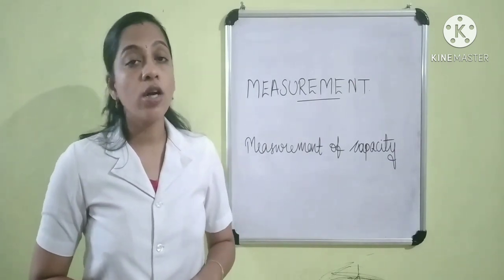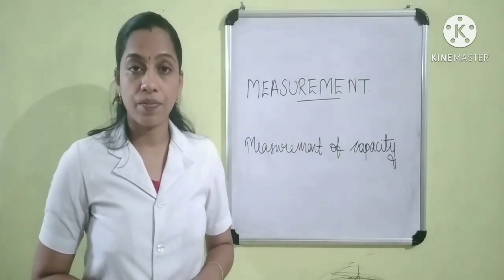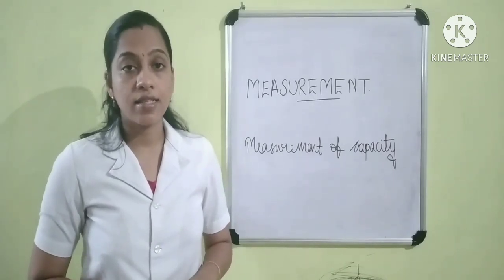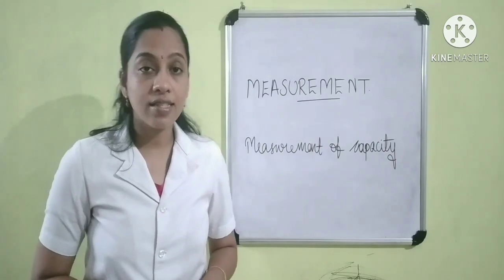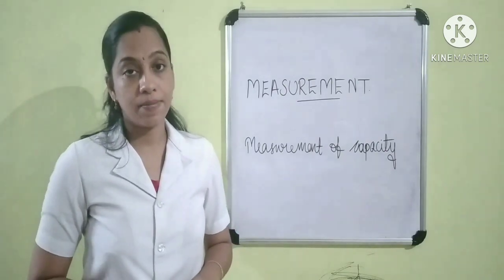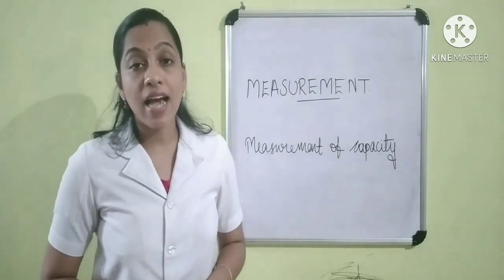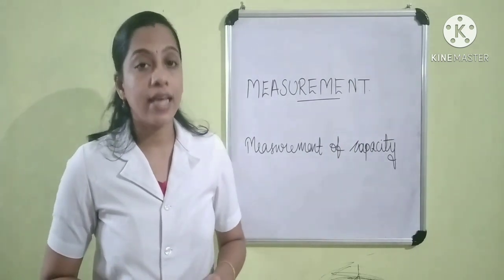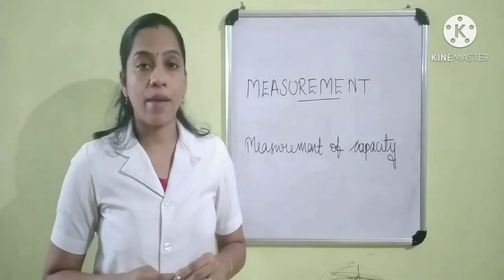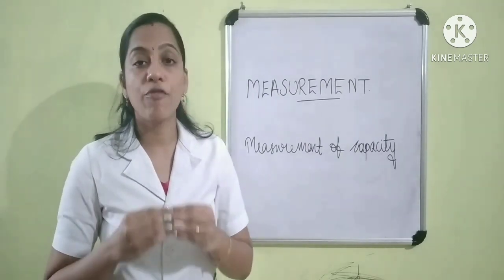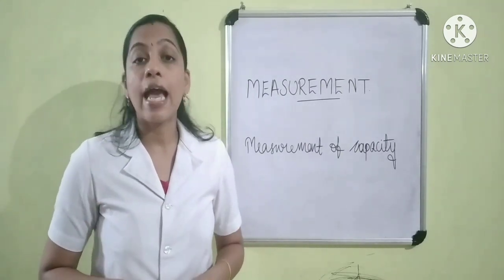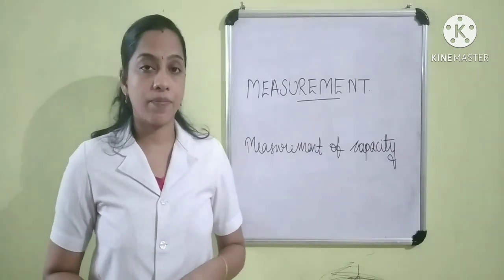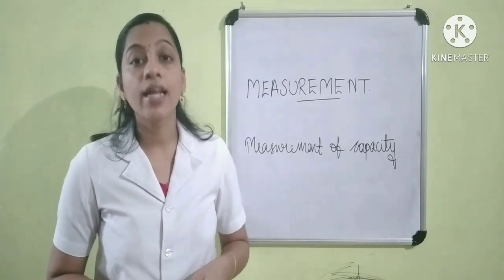Then we learn about measurement of weight. Tell me children, what is weight? Yes, the weight of a thing tells us how heavy it is. Tell me children, which are the standard units we use to measure the weight of things? Yes, gram and kilogram. Gram is used to measure the weight of smaller object and kilogram is used to measure the weight of bigger object. Is it clear children? Yes.